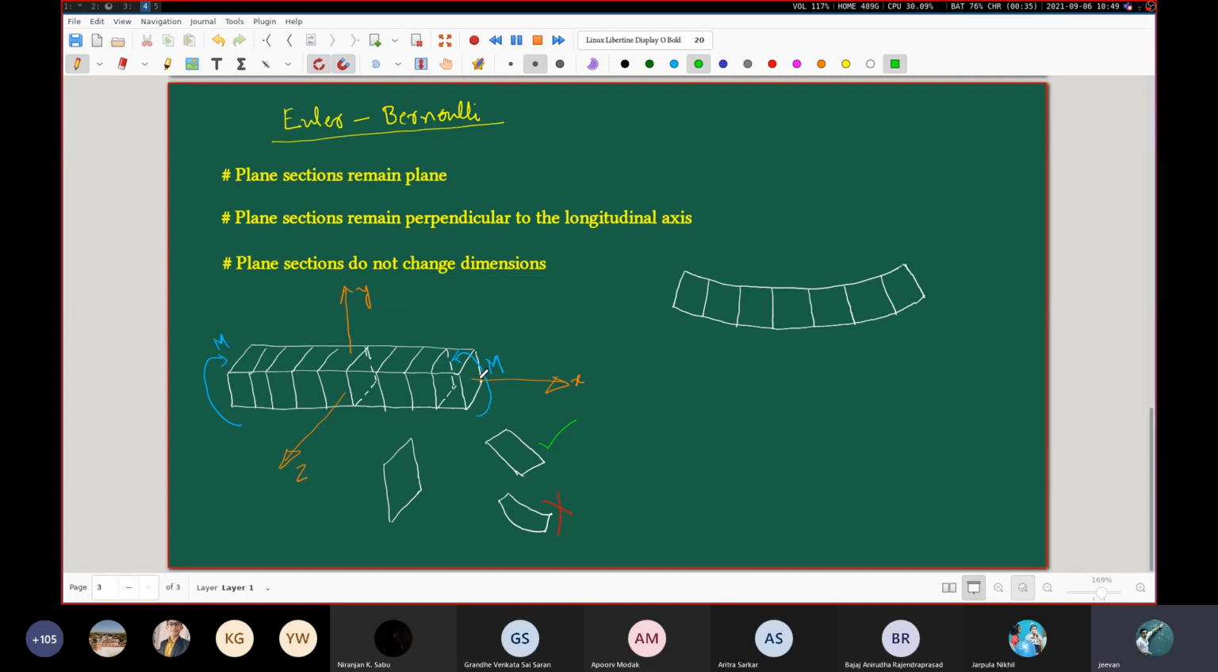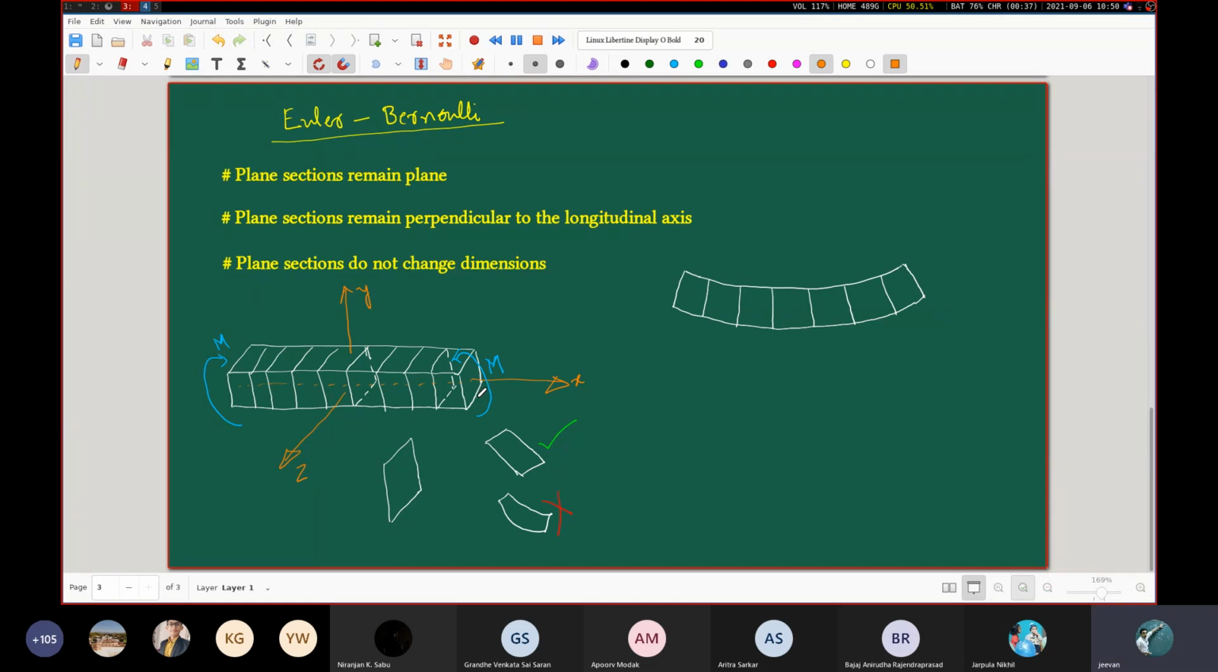So you must always understand it like this. We do not know for a particular beam what exactly is happening inside it just by doing mathematics behind it. All right. Next is plane sections remain perpendicular to the longitudinal axis. So again, you see our longitudinal axis is like this. This is our longitudinal axis. Okay. Our x-axis.